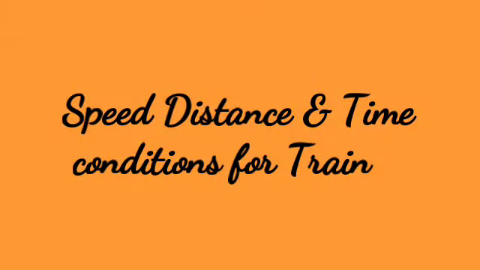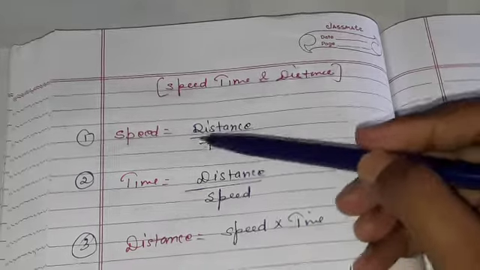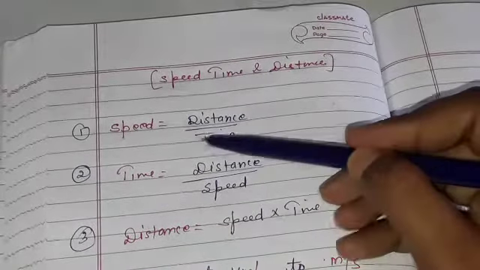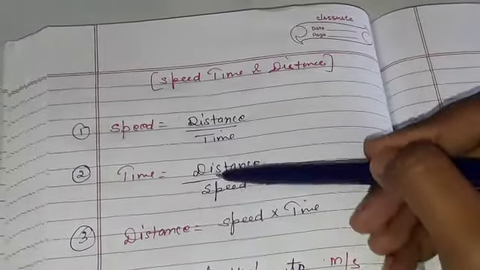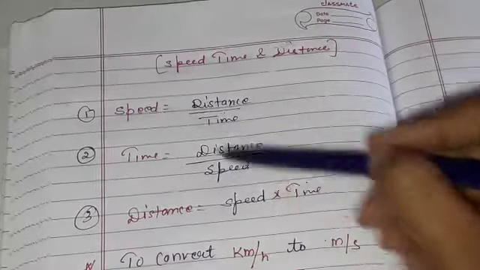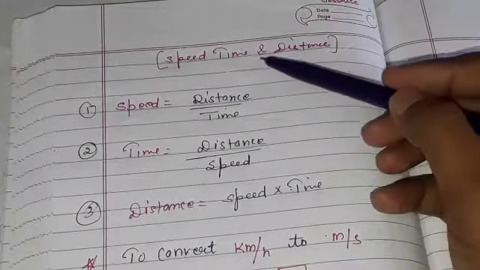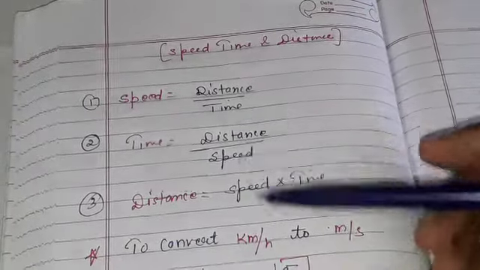Class, our today's new topic is speed, time and distance. For that, you have to remember one formula: speed is equal to distance upon time, and then you can easily find time and distance. If you put time here, then it's distance upon speed, and if we want to calculate distance, then time is multiplied by speed. So this is the basic formula for speed, distance and time.